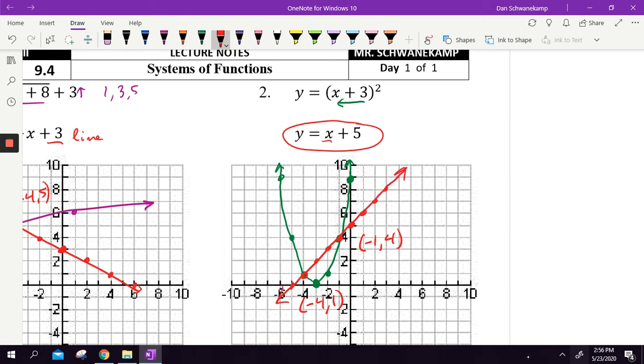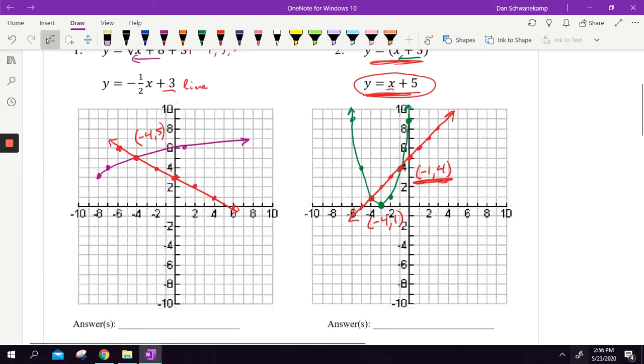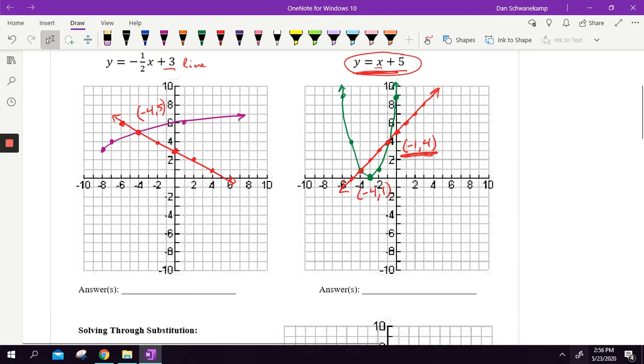What that means is I could plug in this ordered pair into both of these equations and they would be equal, and I could plug in this ordered pair and they would be equal. That's what we're trying to do. So my answer on the first one was negative 4, 5. On this one, my answer was negative 4, 1 and negative 1, 4. Those are my answers for those graphs.